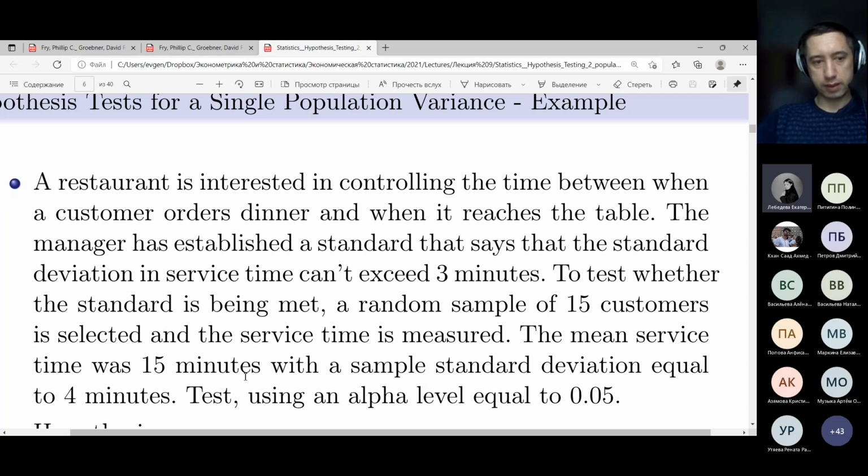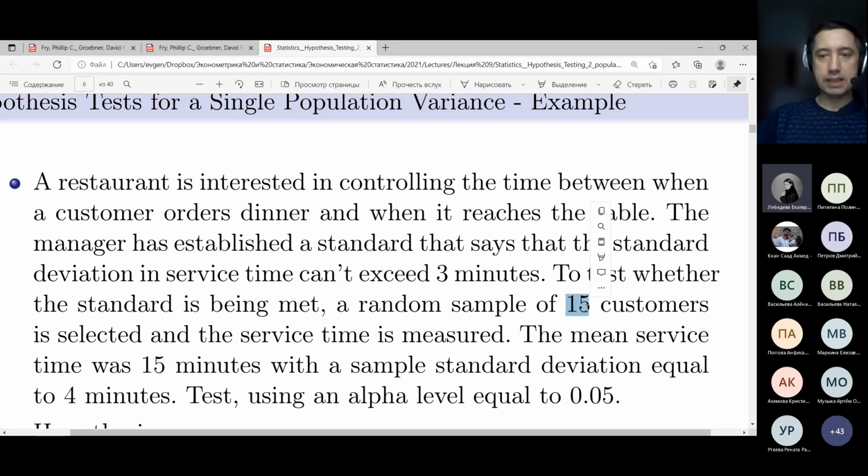In this exercise, we have to compare the sample standard deviation with its standard. You know that first, you work with a sample. It's clear from the task: to test whether the standard is being met, a random sample of 15 customers. We don't work with the population, hence it is a sample.